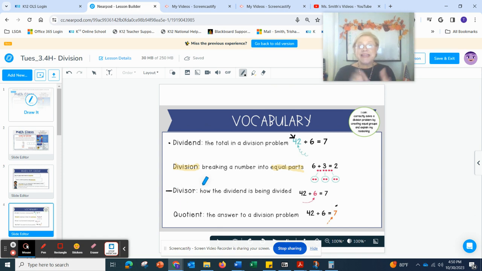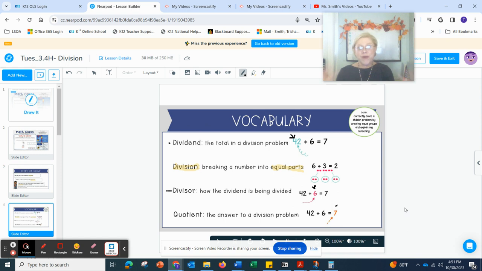The divisor tells us how the dividend is being divided, how many equal groups we will break that 42 up into. That divisor will say, 42, you're going to break that up into 6 equal groups. That is what the divisor does. It tells us exactly how many groups we need to create.